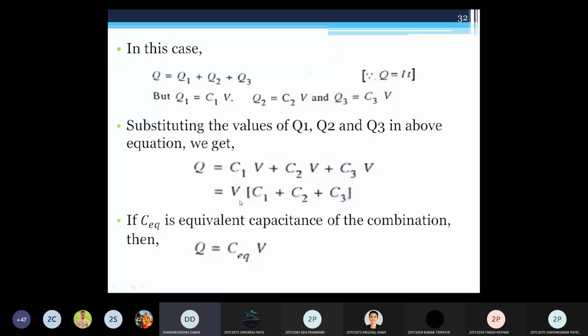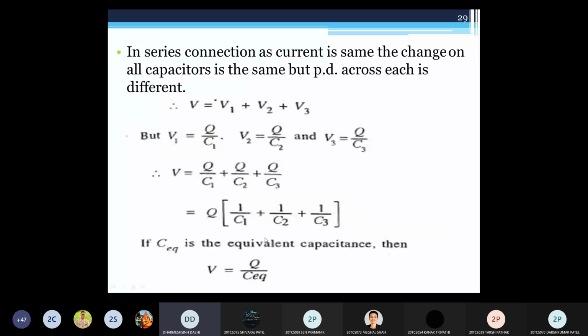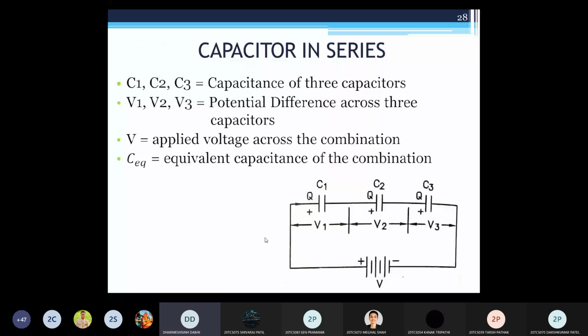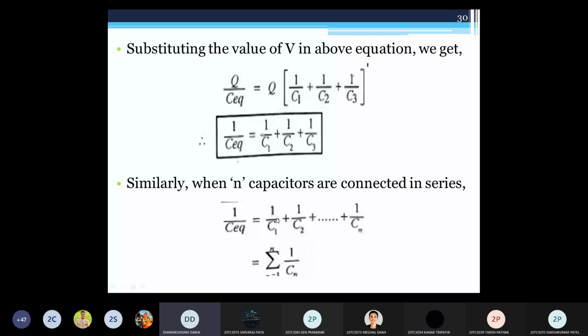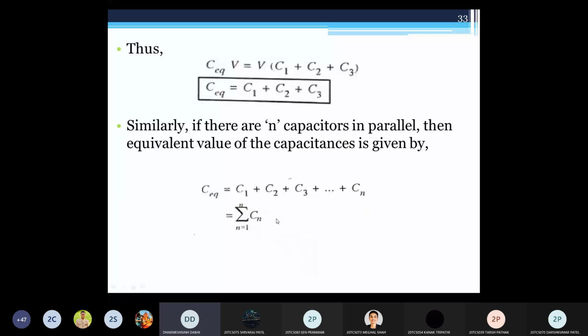Same way in the series connection. You may be asked to derive the equation of equivalent capacitance for the series connection. So you follow these steps. Okay. And then after, derive this equation. So I think this is cleared. All of you are clear on this series parallel connection, how to derive the equation. So this is the theoretical part, series parallel connection of the capacitors. Next, we calculate the example related to this.